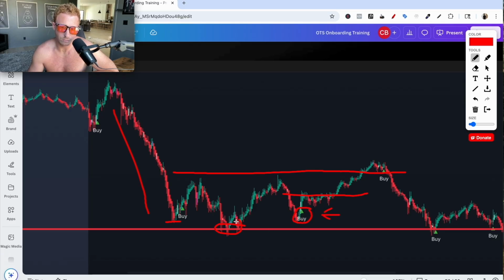The most ideal would have been taking it right here, or getting long right here. But as you can see, it just didn't print a signal, which is fine.